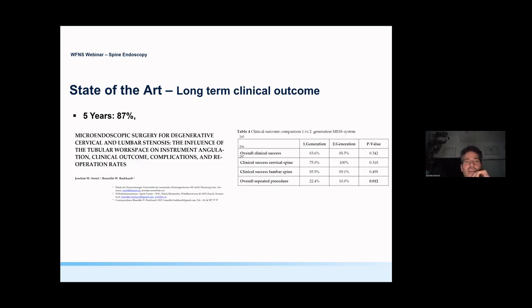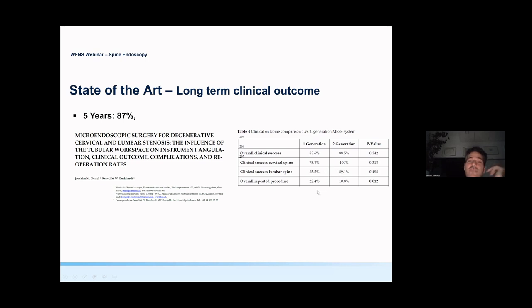If we go to the microendoscopic surgery and look at the 5-year clinical outcome rates for lumbar canal stenosis and disc herniations, here you can see a study that we performed at the University Hospital in Homburg-Saar, Germany, where I previously worked. We had a couple of hundred patients with 2 different generations of microendoscopic systems. We compared the systems to each other, and at least for the lumbar spine, after 5 years, patients reported very good clinical outcome.